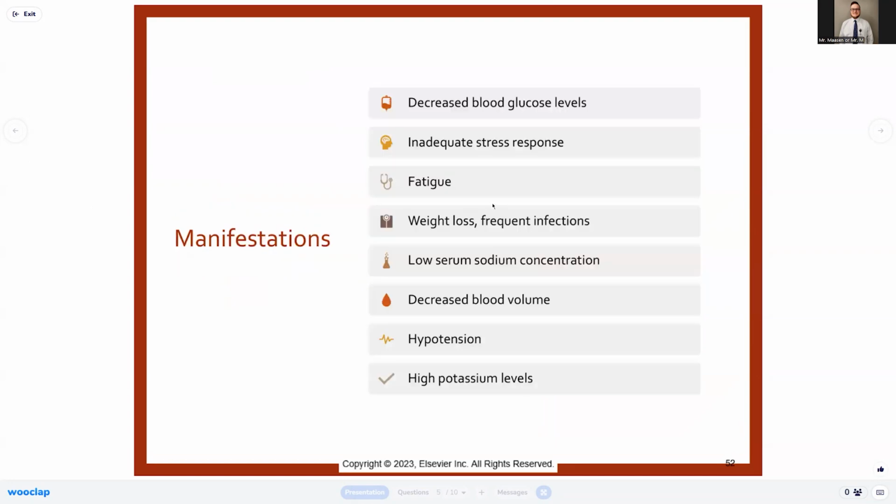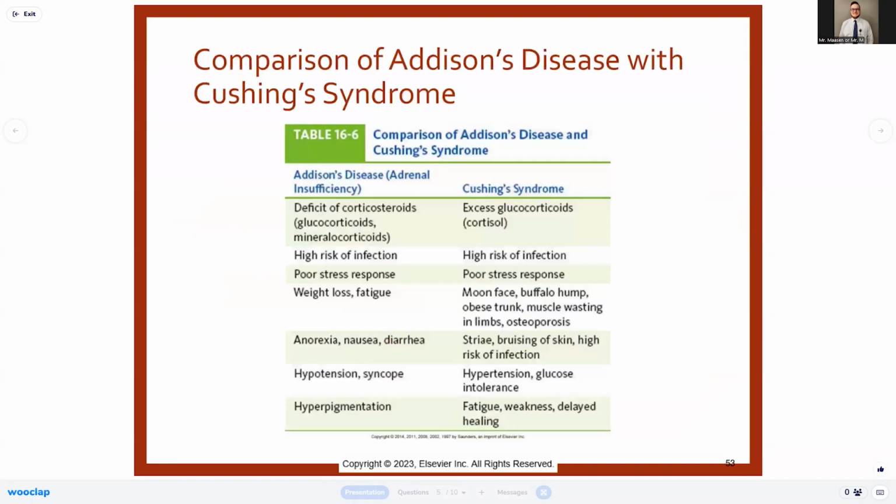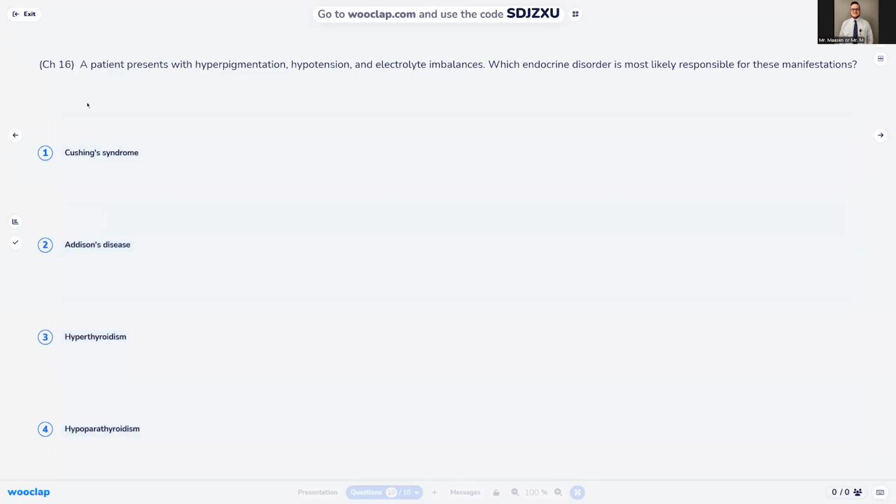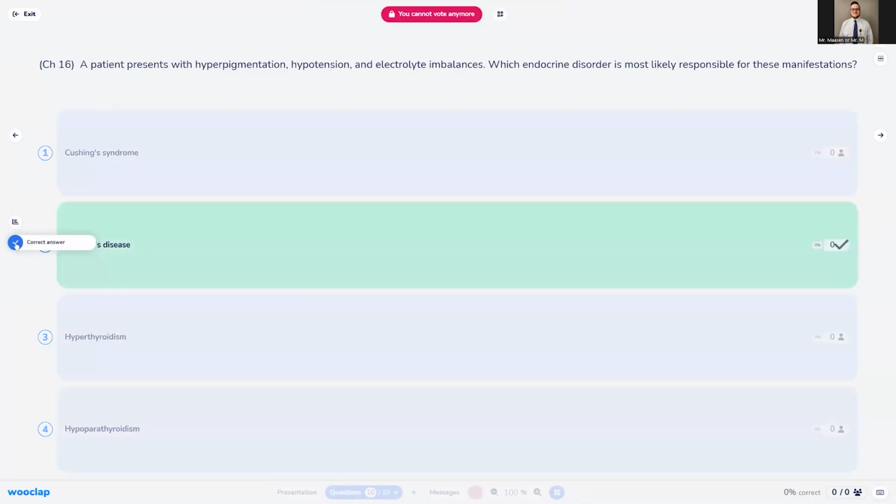They're going to have decreased glucose levels, inappropriate stress responses, weight loss, low sodium, low blood volume, hypotension, and usually hyperkalemia. So they're also going to have hyperpigmentation, changes in their skin tone and color. Also anorexia, nausea, poor stress response, hypotension, syncope, so dizziness and passing out. So a patient presents with hyperpigmentation, hypotension, electrolyte imbalances. Which endocrine disorder is most likely? This one is Addison's.